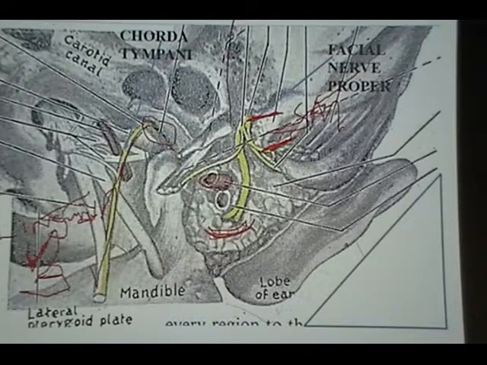And over here, what's going into the mandible? What branch of the mandibular division would be going into the mandible? It's the V3 or mandibular branch, that's the inferior alveolar.